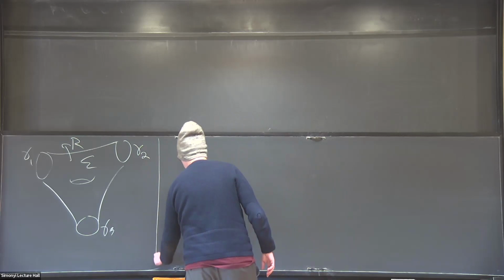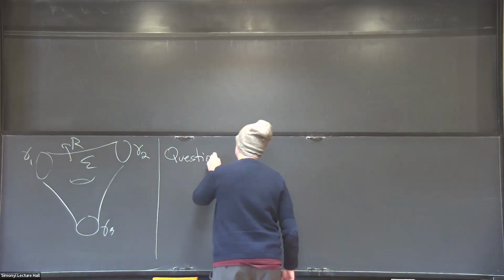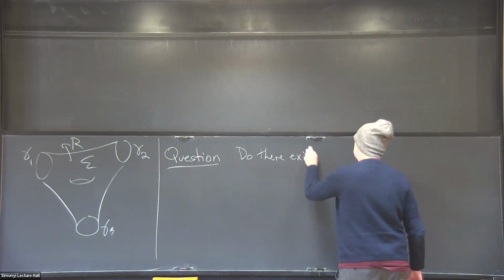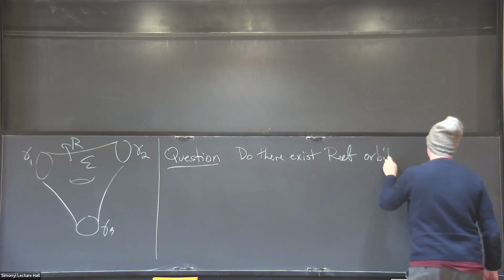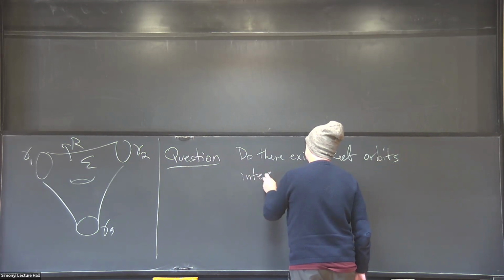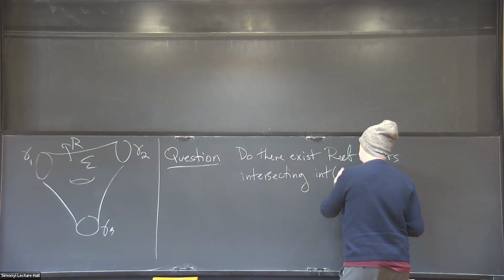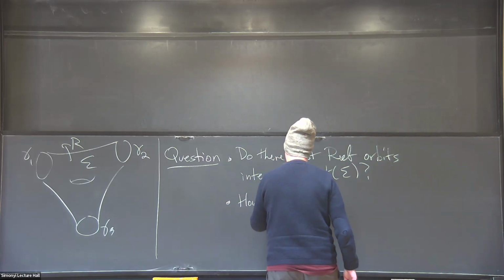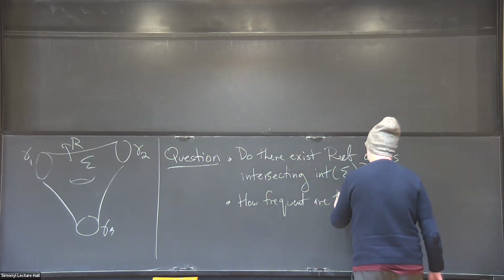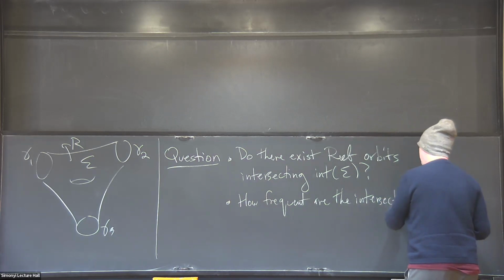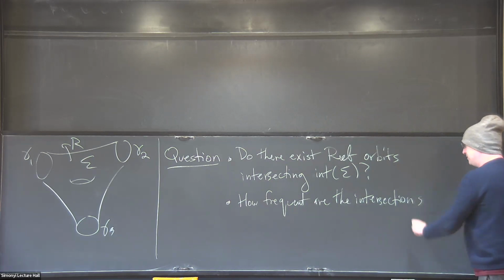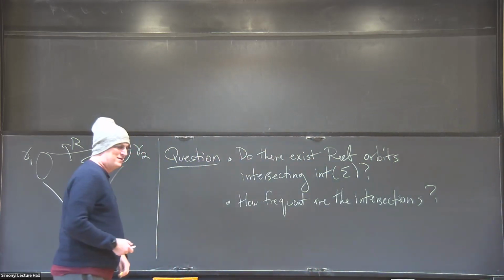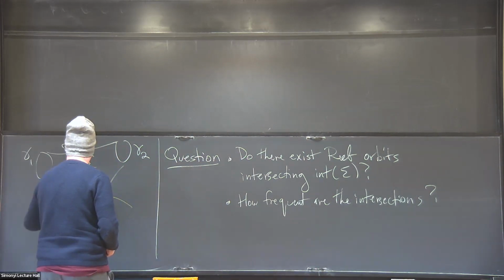Okay, so the question I want to ask is: do there exist Reeb orbits intersecting the interior of the surface? And if they do exist, how frequent are the intersections? What do you mean by Reeb orbits? Yeah, a Reeb orbit is a periodic orbit of the Reeb vector field. And the word frequent here, I'll define in a second.